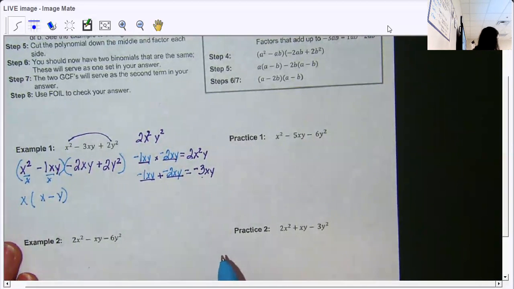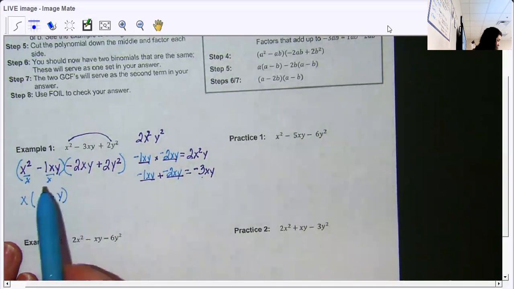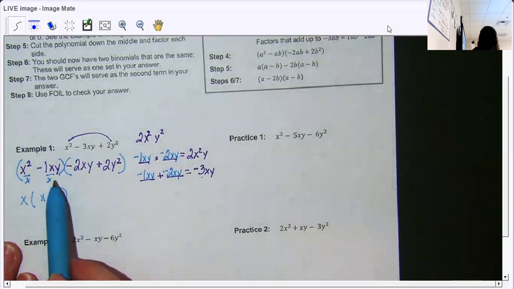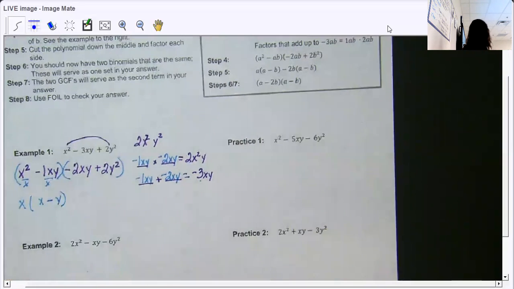Yes. Negative 1xy plus negative 2xy don't make negative 3x squared y squared, because you don't add exponents when you're adding like terms. You only add exponents when you're multiplying. Does that make sense? Okay, yes.